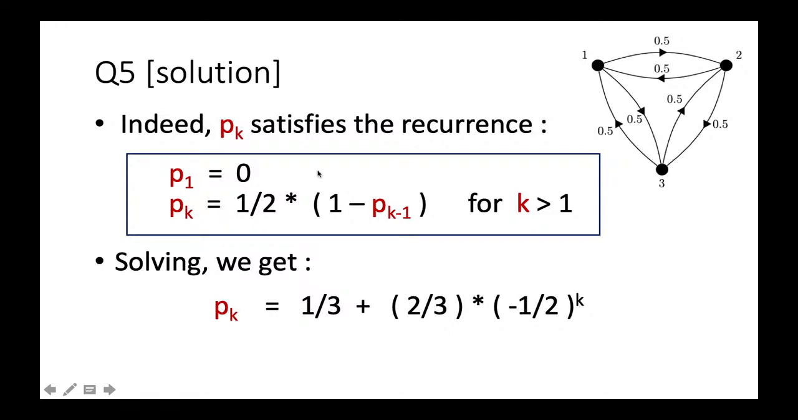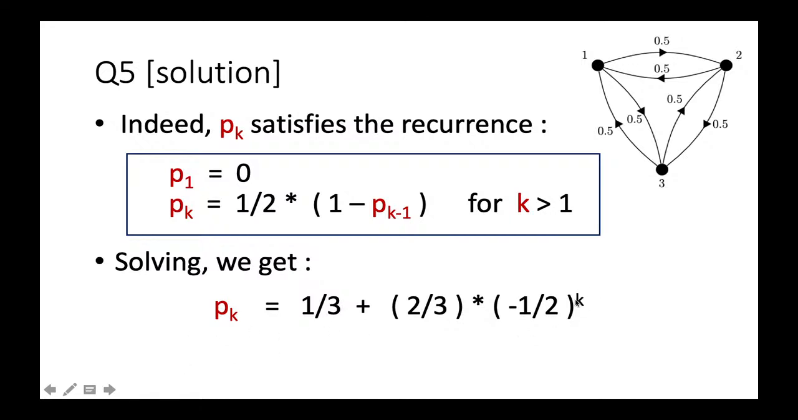Then we have this recurrence, and after solving it, we can get this closed form. So pk will be equal to 1/3 plus 2/3 multiplied by minus 1/2 to the power k. Let's check a few terms to see whether it is correct. When k is equal to 1, this is minus 1/2. Multiplied by 2/3, we get minus 1/3. And then adding 1/3, we get 0. So p1 is 0, so it is correctly computed.